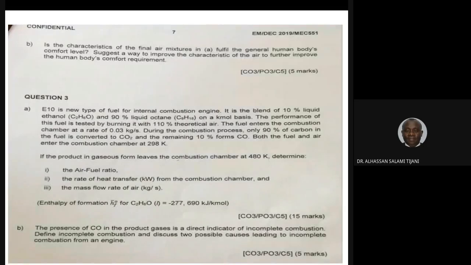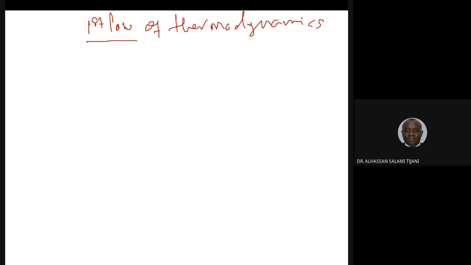But before we look at this example, I would like us to recapitulate the energy equation related to combustion. In every combustion, we normally apply the first law. So the application of the first law of thermodynamics to combustion is like this.